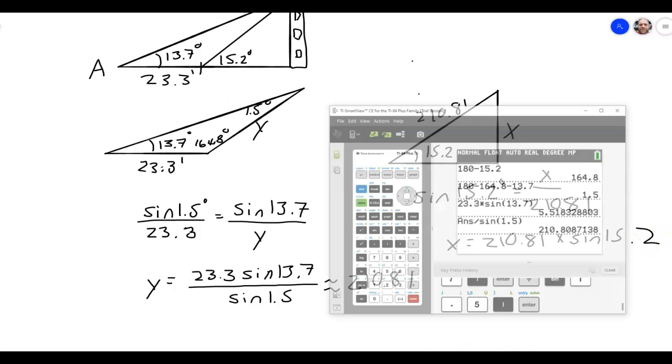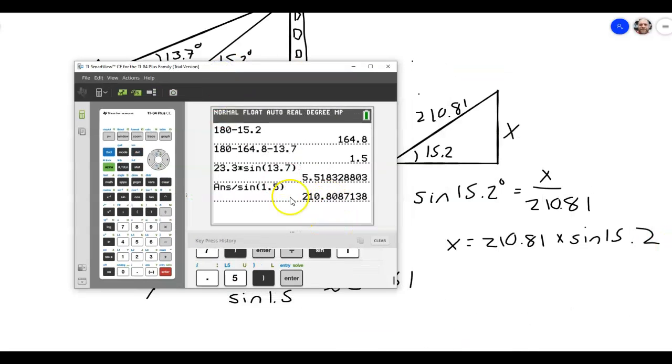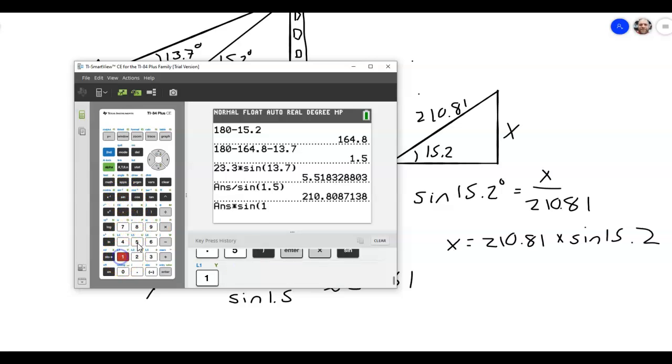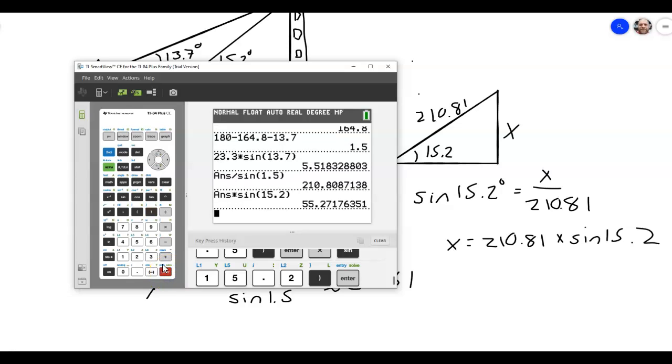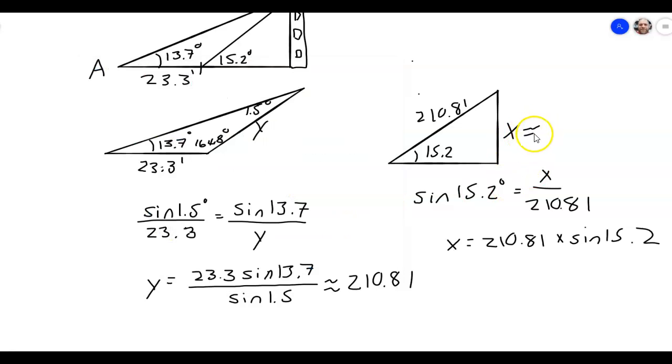And so I'm just going to take this last value here that I got and multiply that by the sine of 15.2. Let me just make sure that's right: 210.81 times the sine of 15.2, and I get that the height of the tower is 55.3, so it's approximately 55.3 feet.